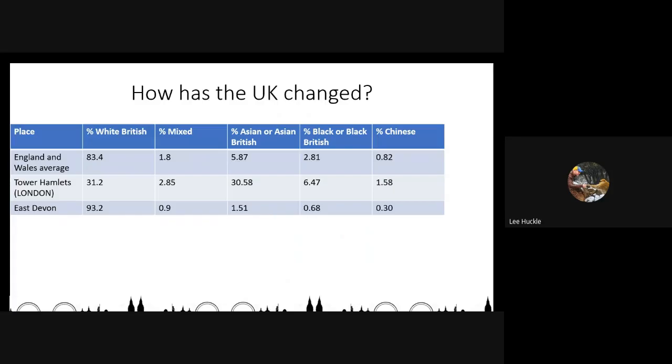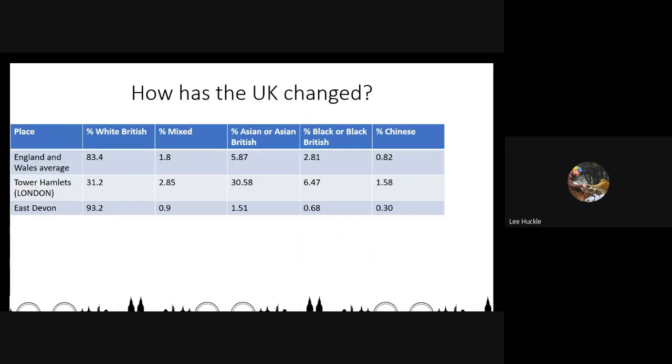You'd have then looked at another set of data, a very simple set of data this time. You've got places down the left-hand side, England and Wales average, and then you focus down on two particular areas, the Tower Hamlets borough of London and East Devon. Now we selected those two particular regions for a reason. One being an urban inner city area and one being a rural area, which is East Devon.